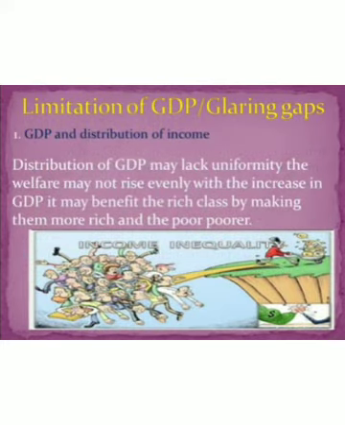Limitation of GDP, or why GDP is not considered a good indicator of welfare. To understand that, let's take the first point, GDP and the distribution of income. Distribution of GDP may lack uniformity. The welfare may not rise evenly with the increase in GDP. It may benefit the rich class by making them richer and the poor poorer. Means if the GDP of the country rises, the welfare may not rise as a consequence. Why? Because the rise in GDP may be concentrated in the hands of very few individuals or firms. For the rest, the income may in fact have fallen or be falling. In such a case, we cannot say the welfare of the country has increased.